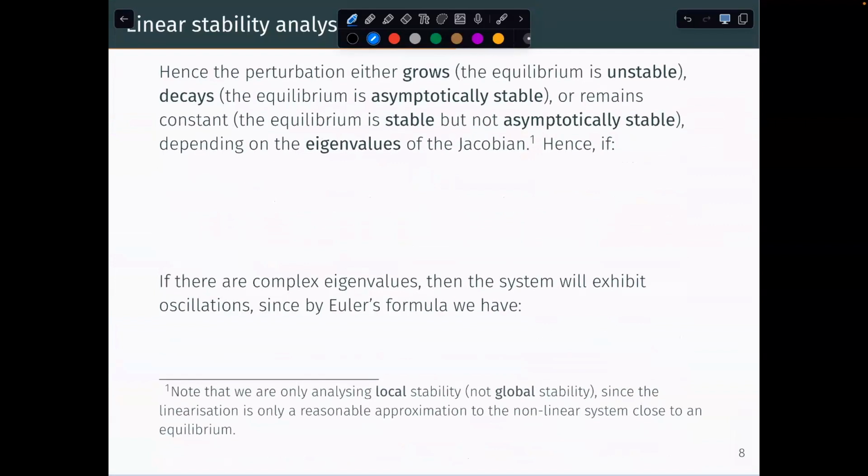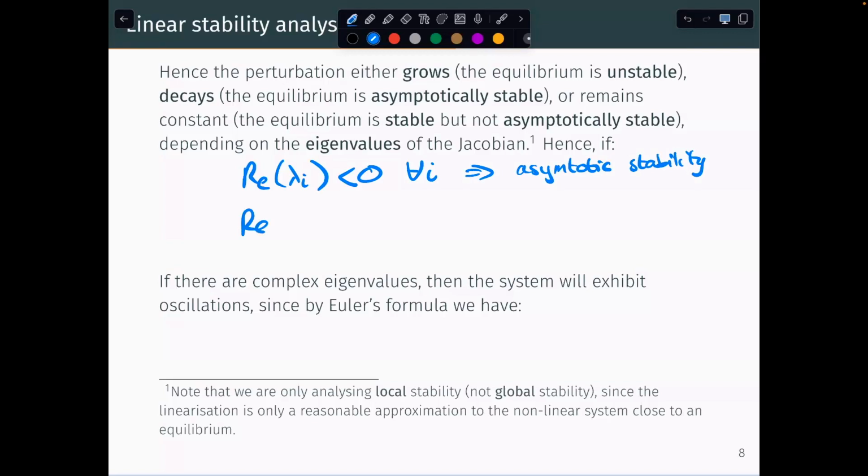So if we summarize that, if the real part of all of our eigenvalues, for all i, is negative, that implies local asymptotic stability, which I just refer to as asymptotic stability. Typically, rather than saying locally asymptotically stable every time, I will, going forwards, generally refer to things as being stable. Unless I say otherwise, when I say stable, assume I mean locally asymptotically stable, okay?